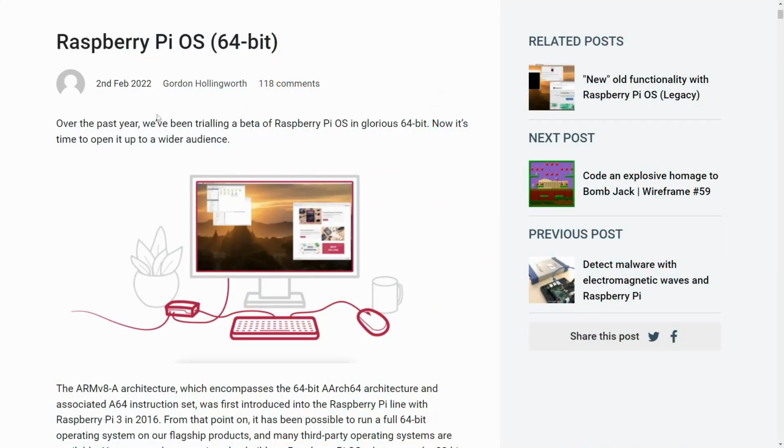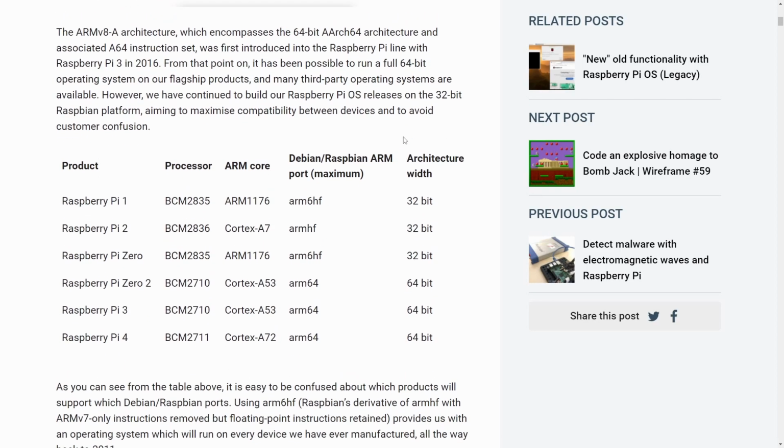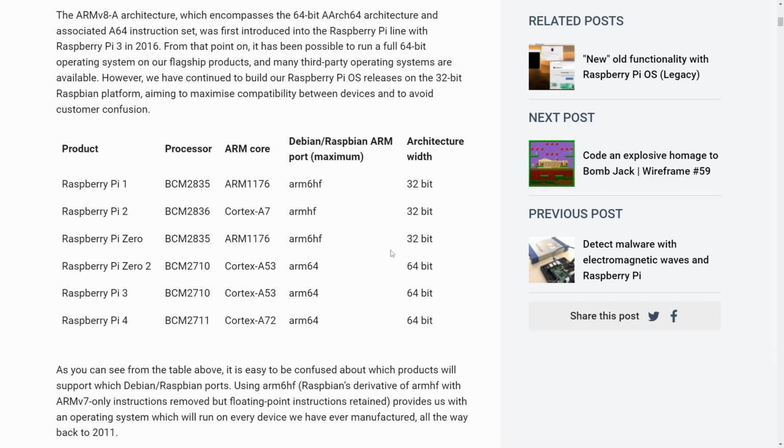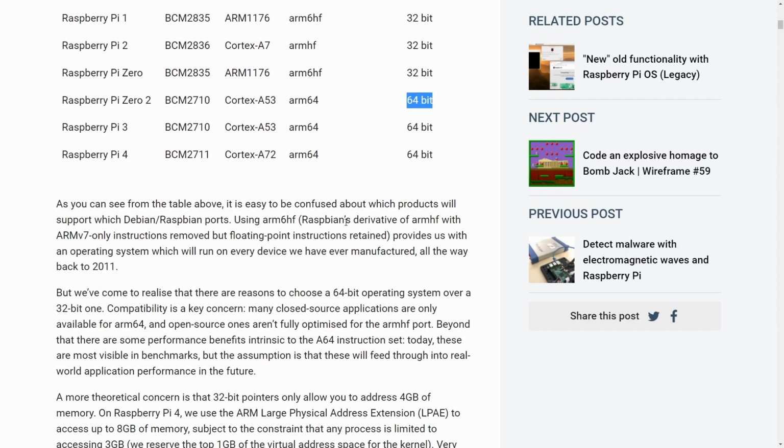Let's check out the blog post that started it all, the Raspberry Pi blog post, where it says Raspberry Pi OS 64-bit. Over the last year, they've been trialing out the Raspberry Pi OS in what they call the glorious 64-bit version, and now it's available to the masses. They mentioned that the ARMv8-A architecture encompasses the 64-bit AArch64 architecture and is associated with an A64 instruction set, which was first introduced on the Raspberry Pi 3 from 2016. So basically, if you have a Raspberry Pi that's 2016 or newer, it will have a 64-bit architecture, which is compatible with the Raspberry Pi OS 64-bit version.